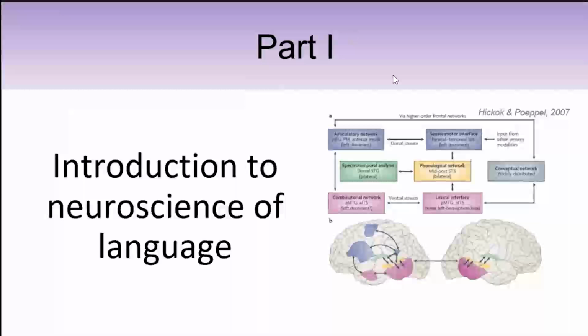Part 1, Introduction to Neuroscience of Language. So let me start by saying language is important. Language is very important. I believe so, at least. It's integral to humans. It's really a core part of being human.